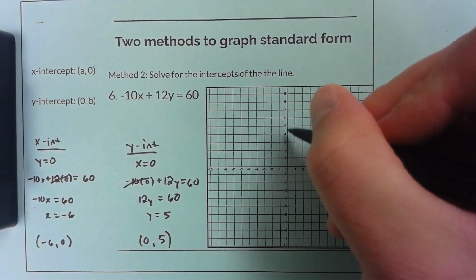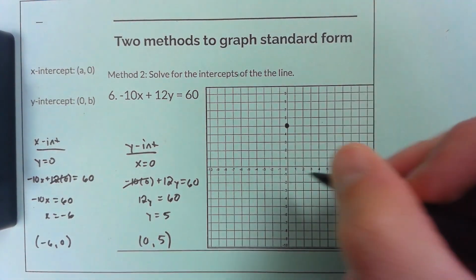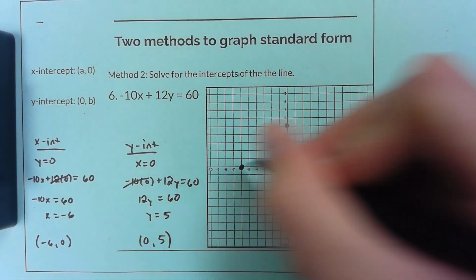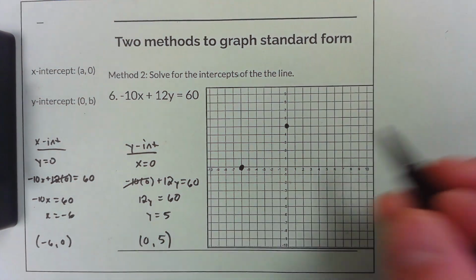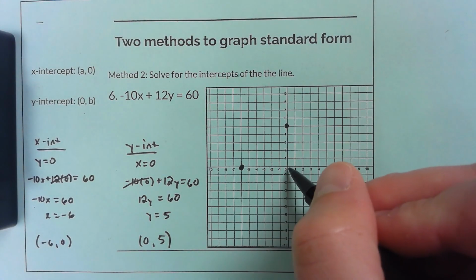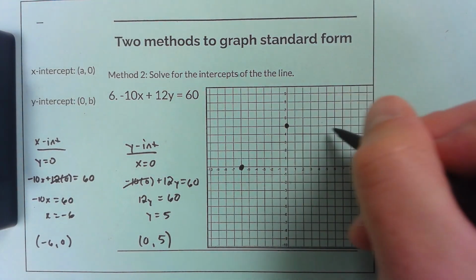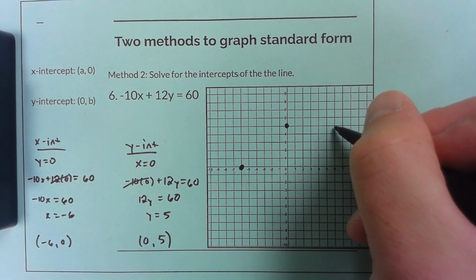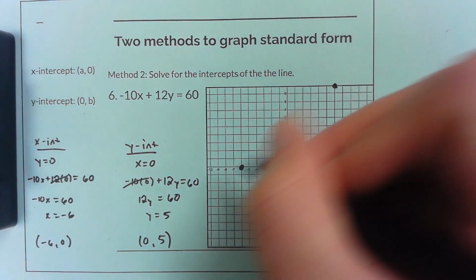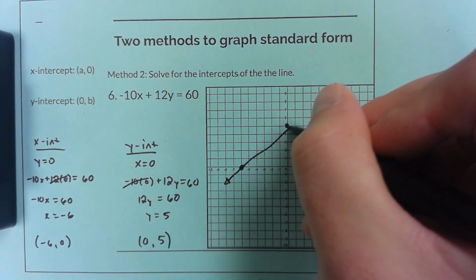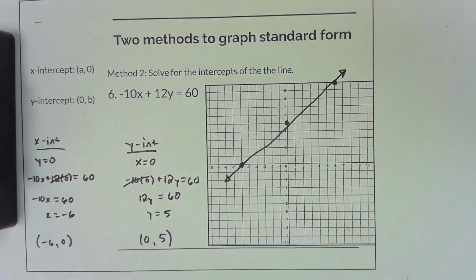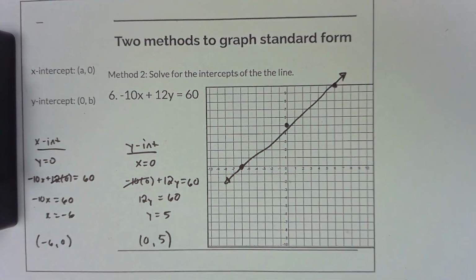Now I can plot those. (0, 5), (negative 6, 0). Let's even use the slope here. So in this case, I'm going to go right 6 and up 5. So right 6 again and up 5 takes me to the very top of the graph. And now I have 3 points. And there we go.